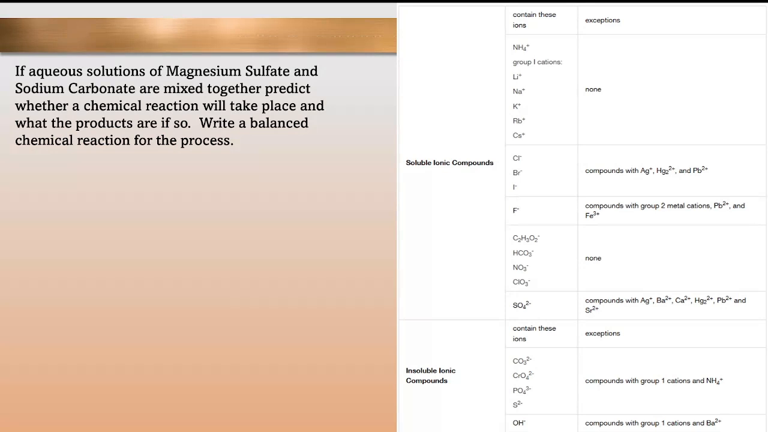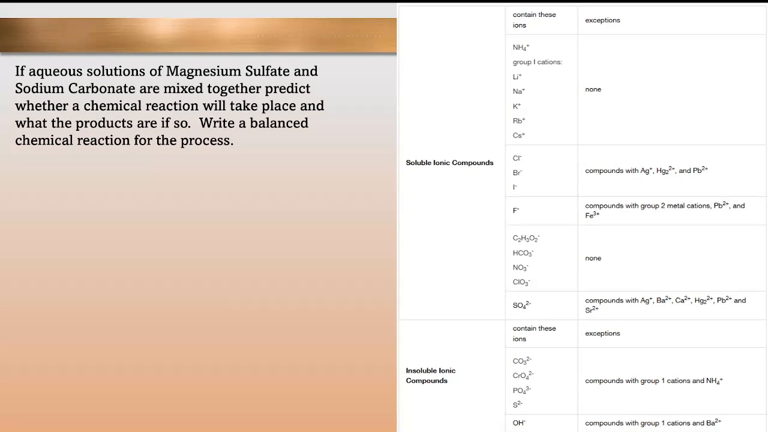Here in our second example, we read, if aqueous solutions of magnesium sulfate and sodium carbonate are mixed together, predict whether a chemical reaction will take place and what the products are if so. Write a balanced chemical reaction for the process. So again, we start by getting the correct chemical formulas for these compounds.